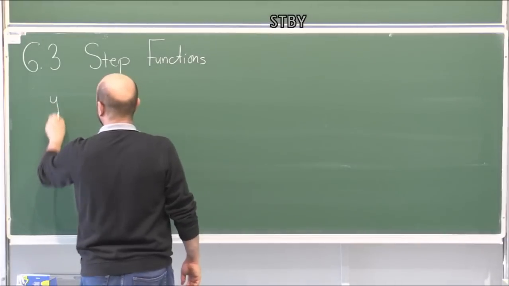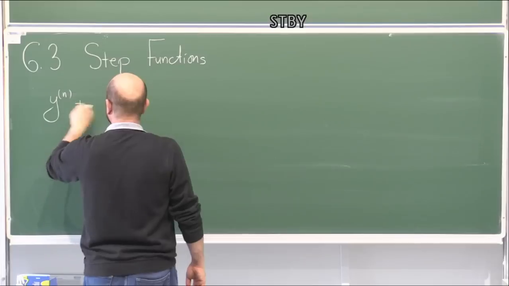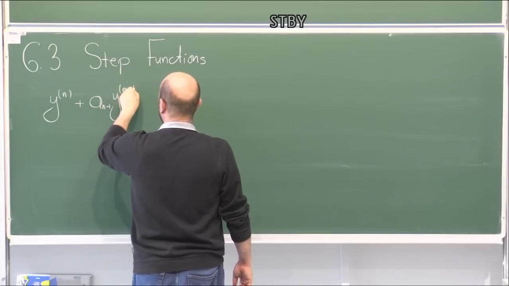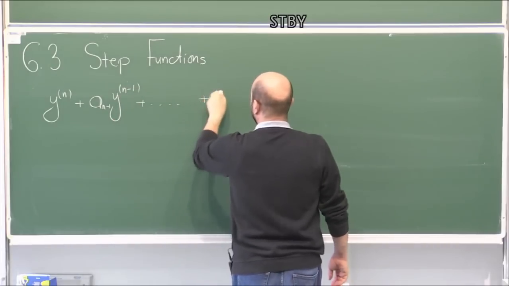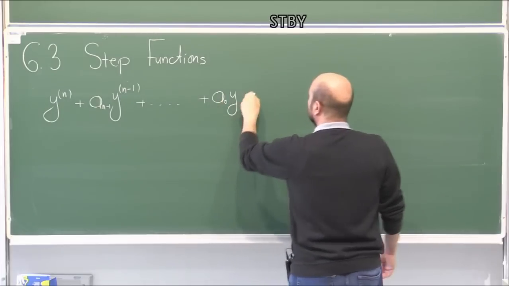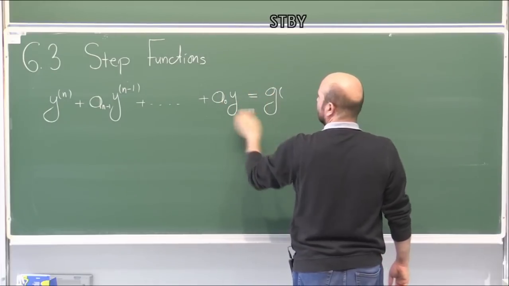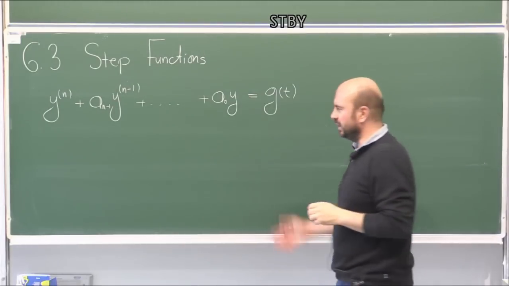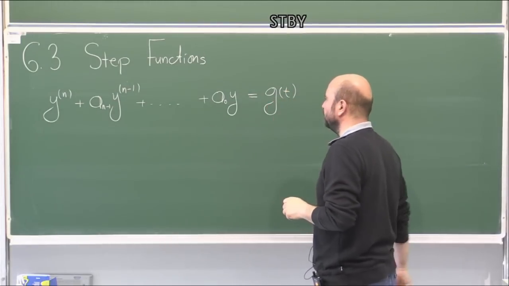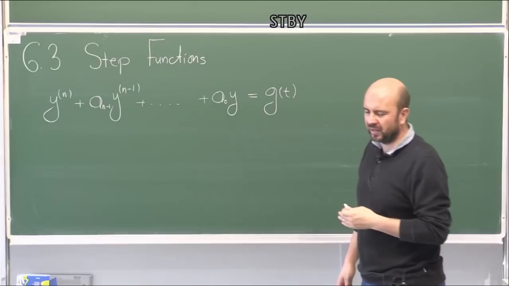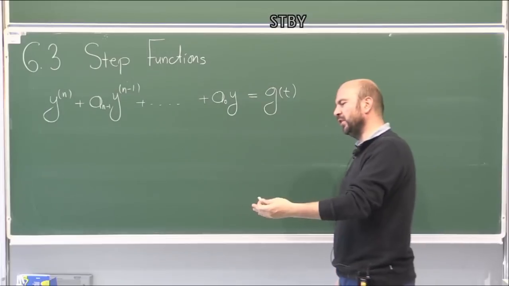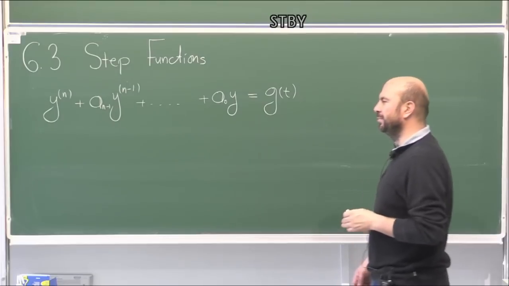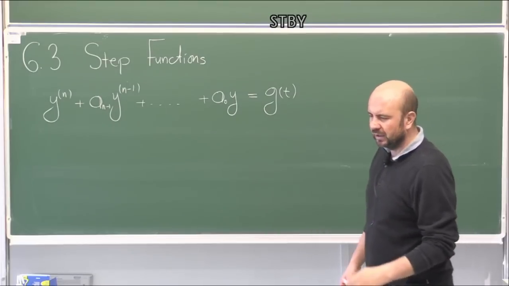Let's say that we are given a higher order constant coefficient linear differential equation, which is not homogeneous because of G. If G is a continuous function, you can use the older methods to find a particular solution, variation of parameters or the undetermined coefficient method, and they're actually better than the Laplace transform.